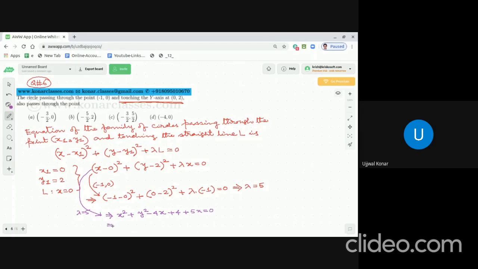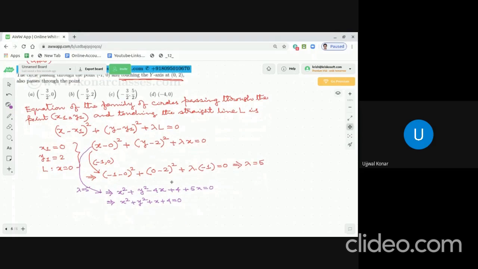So what we are going to get from here, dear students? So x square plus y square plus x plus 4 equal to 0. Now we need to see that as we get x square plus y square plus 5x, y square minus 2y. Okay, sorry, I made a mistake here, dear students. A small mistake I have made. So in finding the equation of the circle, just a minute.